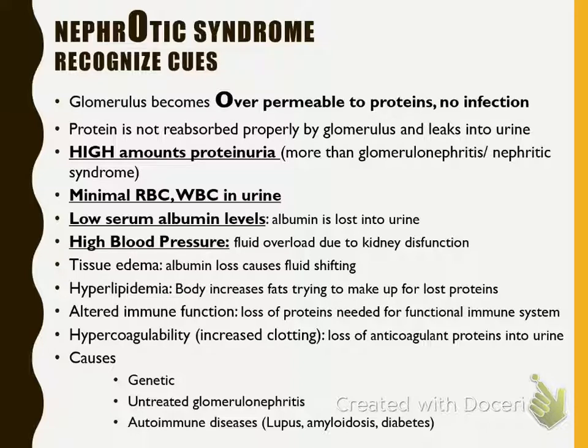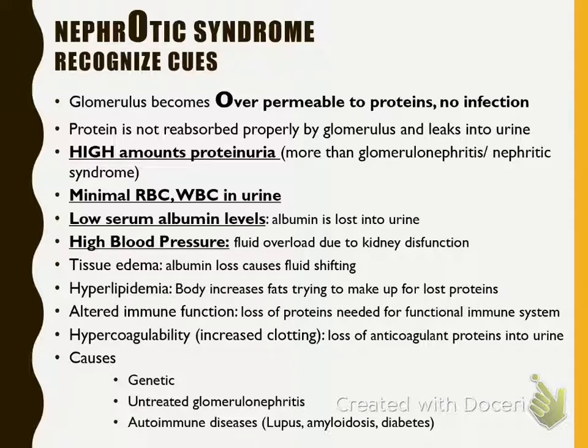And anyway, high amounts of proteinuria, minimal red blood cells and white blood cells because it's not an infection, and low serum albumin levels because we peed it all out. Albumin's our main protein. We peed it all out. And what did we learn about albumin? That is what keeps fluid in our bloodstream. Because that's our thick thing that keeps fluid in our bloodstream. So if we lose it, what is happening? Where is the fluid going? Into the tissues. So a lot of swelling and tissue edema with it, and it's also associated with high blood pressure.